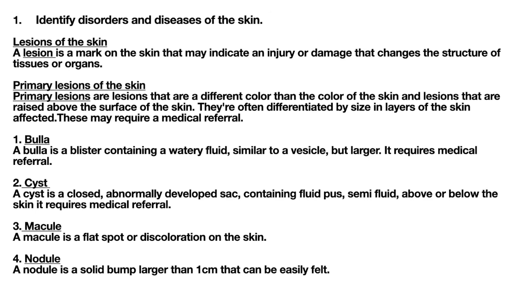We have number 1, a bulla. A bulla is a blister containing a watery fluid, similar to a vesicle but larger. It requires medical referral. Number 2, cyst. A cyst is a closed, abnormally developed sac containing fluid, pus, or semi-fluid above or below the skin. It requires medical referral. Number 3, a macule.